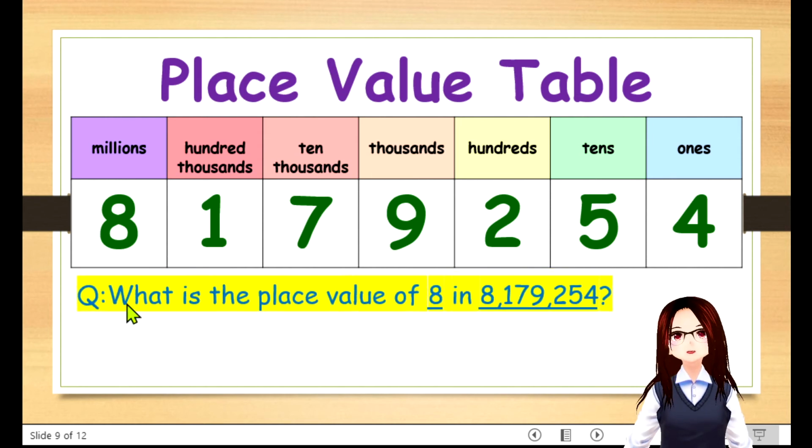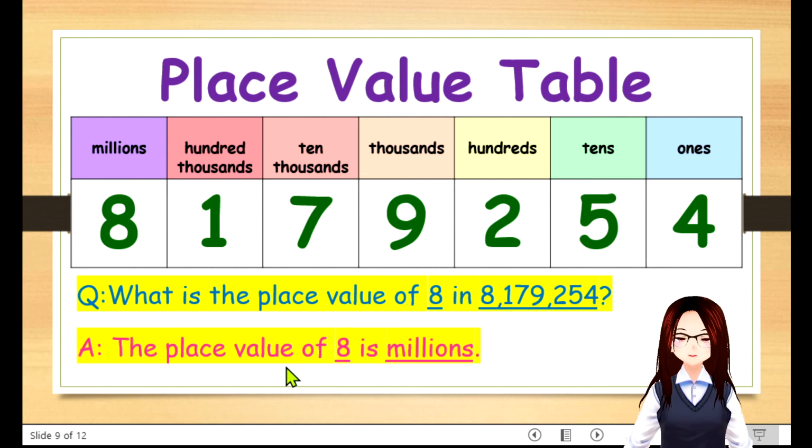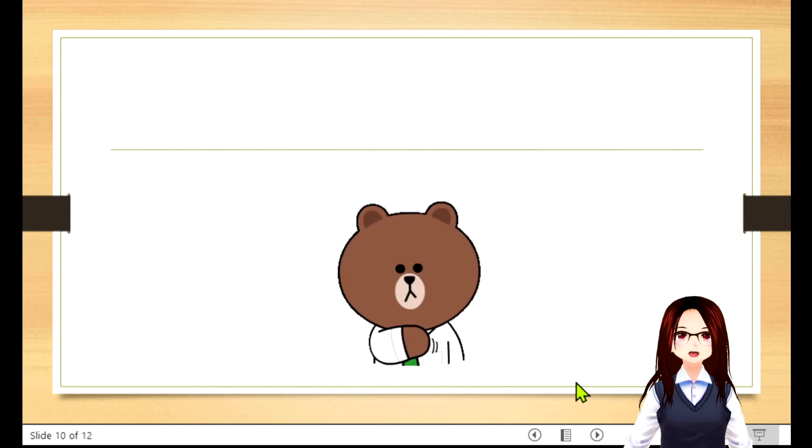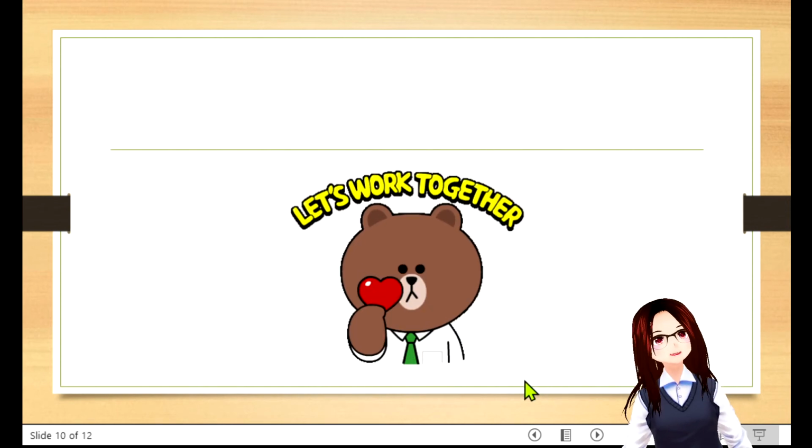Okay, lastly, we have what is the place value of 8 in 8,179,254? Your number 8 is here, and the corresponding place value is millions. So the answer is the place value of 8 is millions. Good job. Now, let's work together and practice.